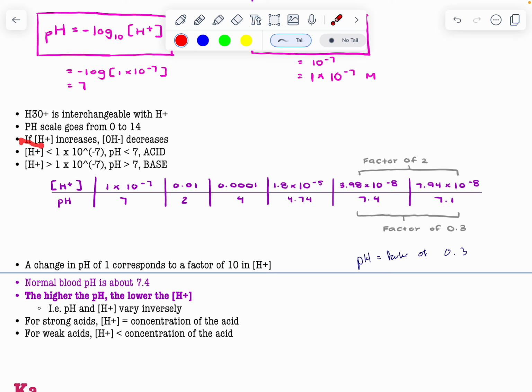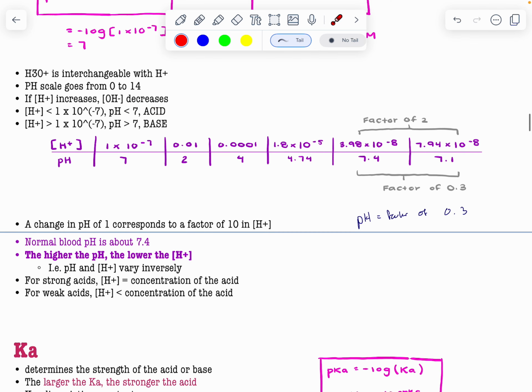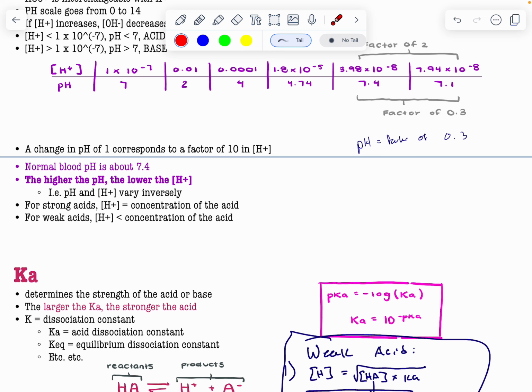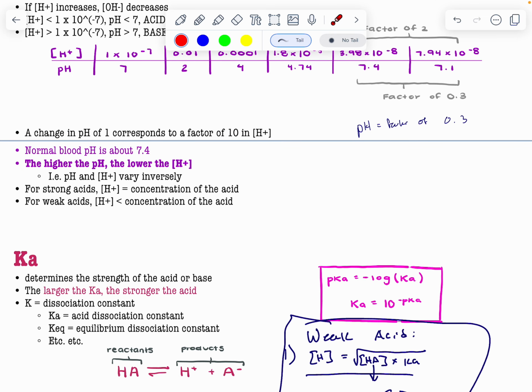So you're also going to have variables of H plus and OH. H plus meaning acidic contents, and OH meaning basic contents. Normal blood pH is about 7.4, and the higher the pH, the lower the hydrogen content, which makes sense because protons, aka hydrogens, are an acidic content, so the less you have of them, the higher the pH is going to be because it's going to be more basic.